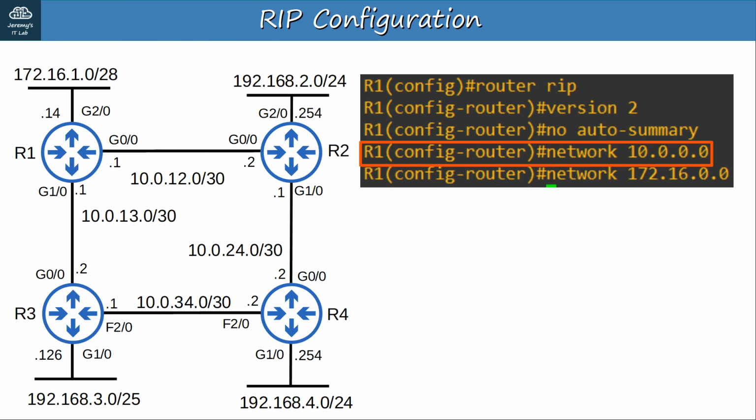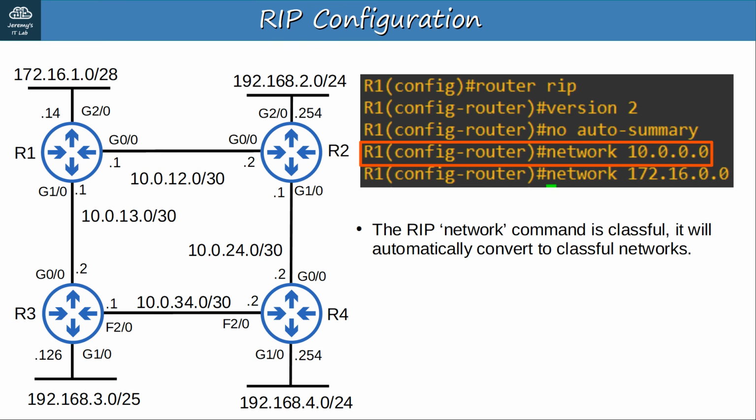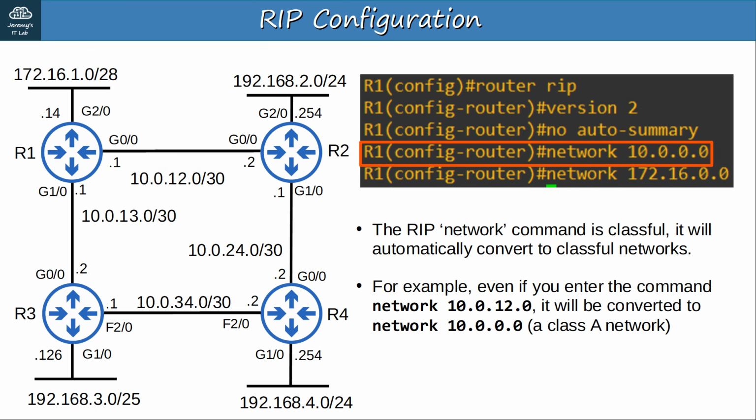Next up, we have to use the network command. First, I used network 10.0.0.0. Now, I have to explain some things about it. The command itself is classful. It will automatically convert to classful networks. For example, even if you enter the command network 10.0.12.0, it will be converted to 10.0.0.0. 10.0.12.0 falls in the class A range, so a /8 prefix length is assumed. So after the first 8 bits, all of the other bits will be converted to 0. Because of this behavior, there is no need to enter a network mask.